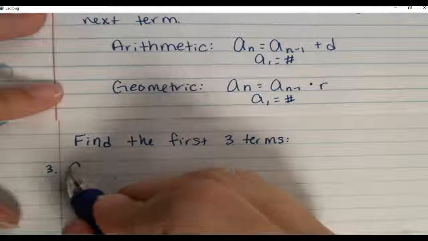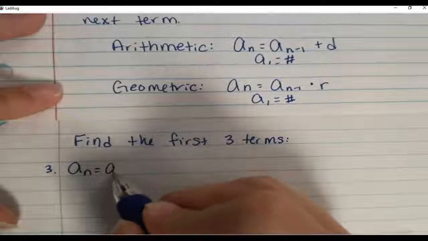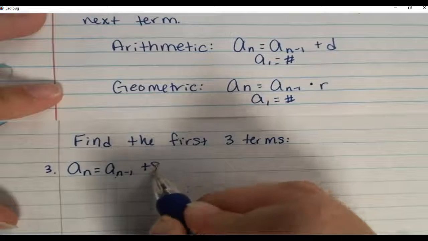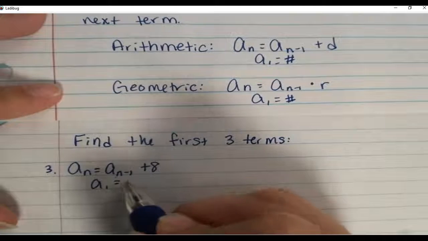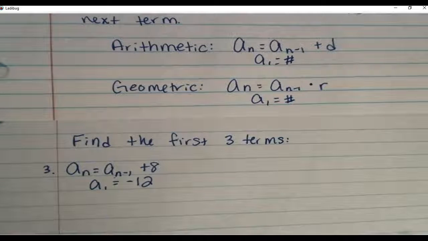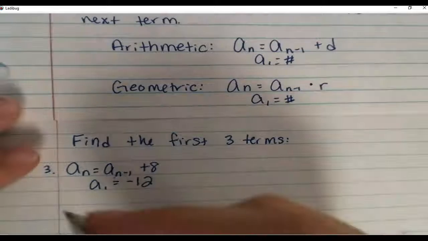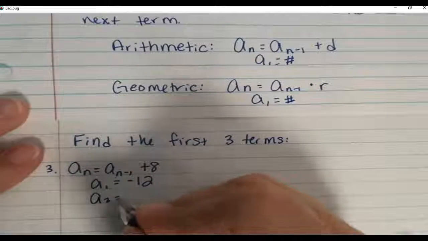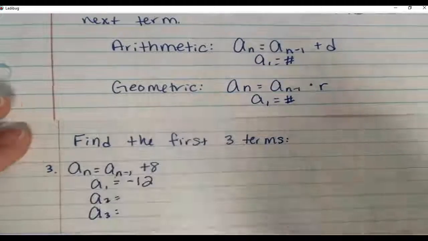So let's say it gives me a sub n equals a sub n minus 1 plus 8, and a1 equals negative 12. So it already tells me my first term. So I just need to find the second term and the third term.